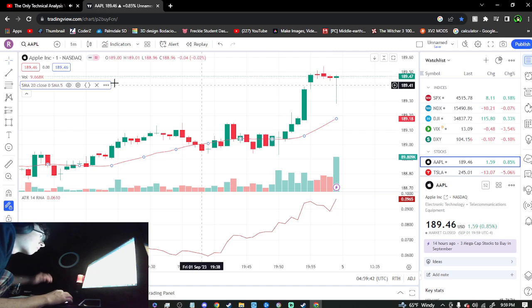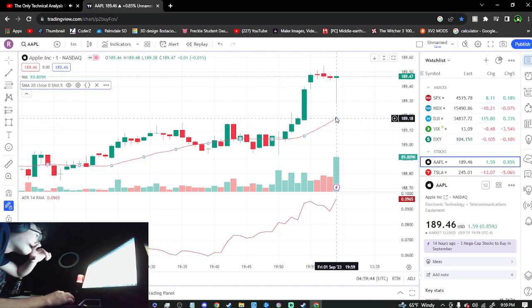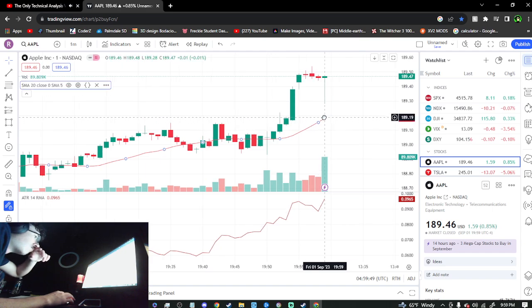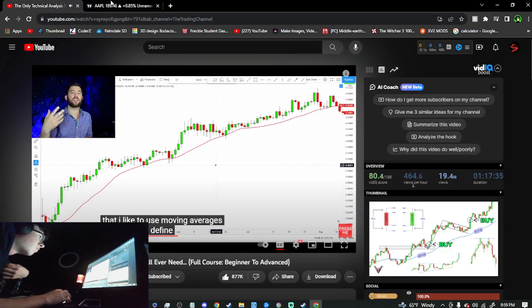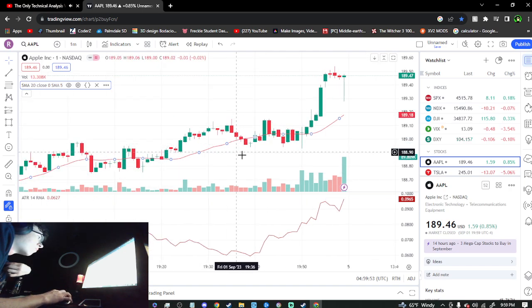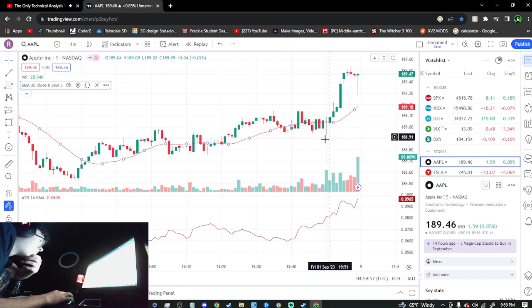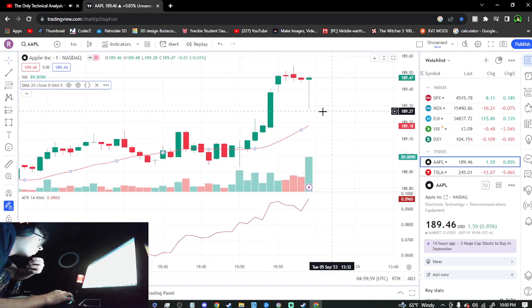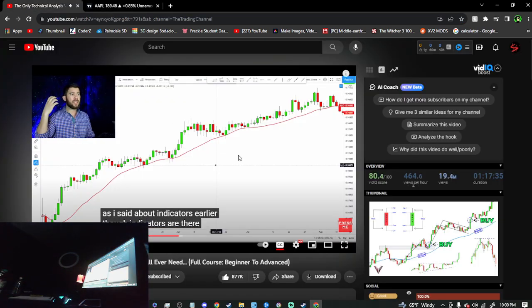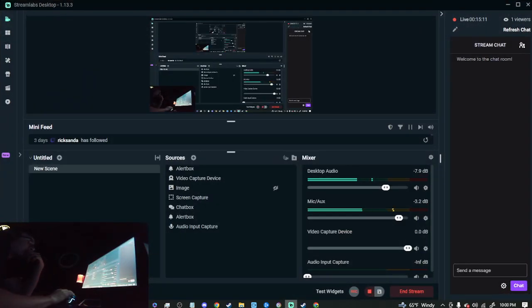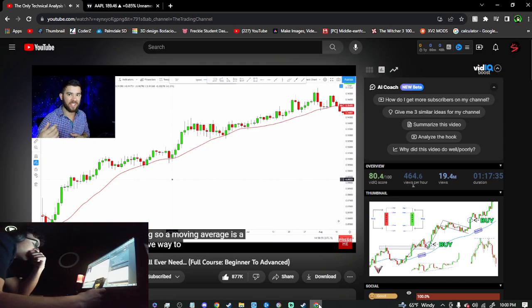Now, there are three main ways I use moving averages. Let's go ahead and dive into those right now. The first way that I like to use moving averages is to help me define trend. So earlier in the video, we talked about candlestick charts and defining trend with swing highs and lows. As I said about indicators earlier, though, indicators are there to help you clarify what price is actually doing. So a moving average is a great objective way to define trend.